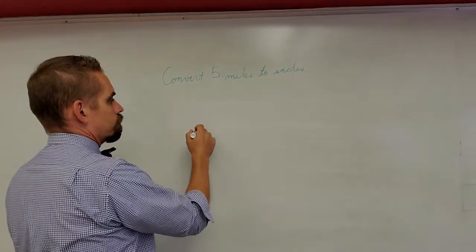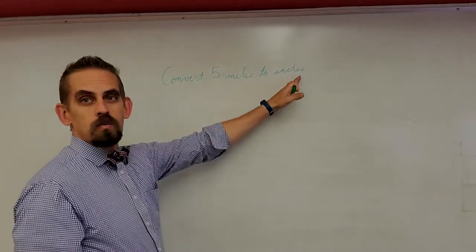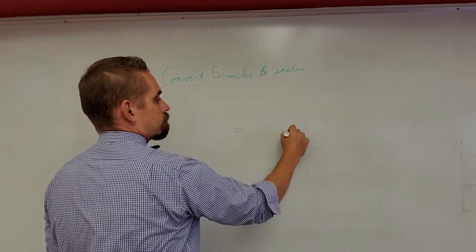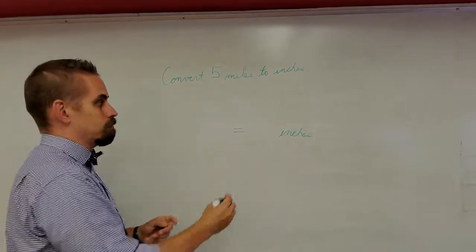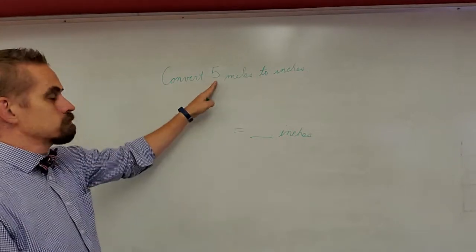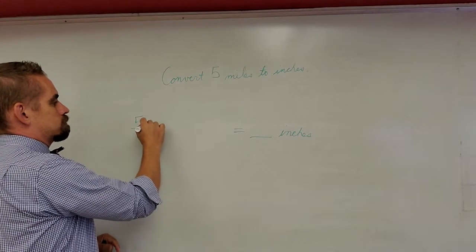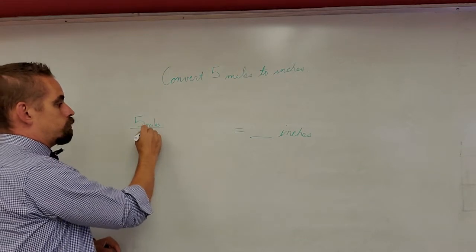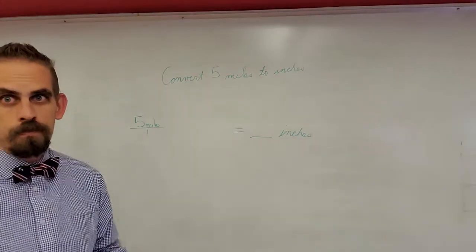So you've got your problem over here. There's always an equal sign. What are we trying to find? We're trying to find inches. So you can go ahead and put inches right here on the right hand side. We're trying to find some amount of inches. Now what are we starting with? We're starting with 5 miles. So we're going to put 5 miles over here. Whatever you start with, it's got to be a fraction, so we're going to put it over 1.